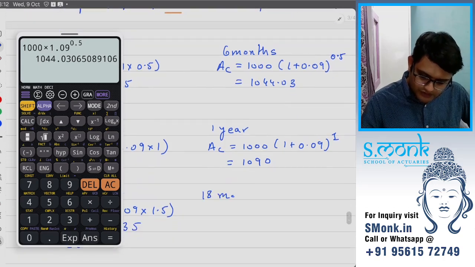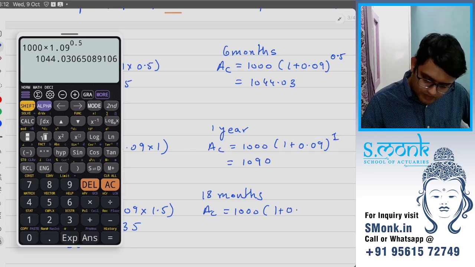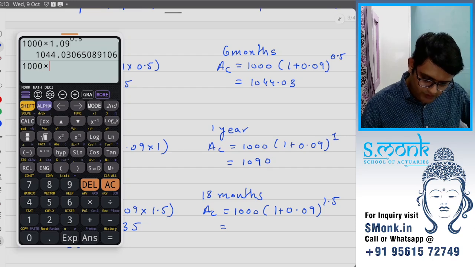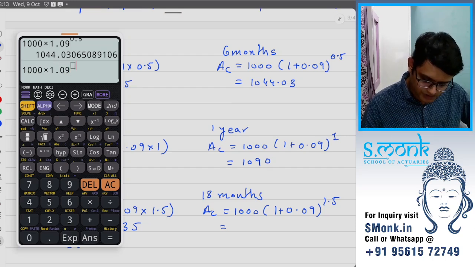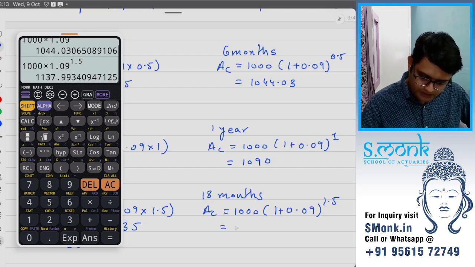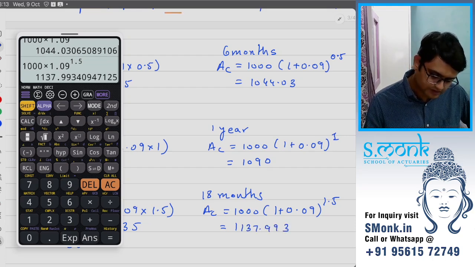Then 18 months, 1 plus 0.09 raised to 18 months would be 1.5 years. So 1000 into 1.09 and then raised to, so again I will take this x raised to box and 1.5, equal to, and I get this answer, 1137.993.